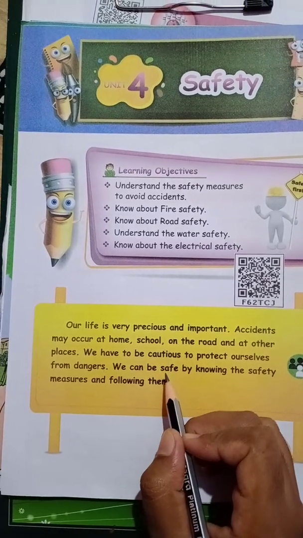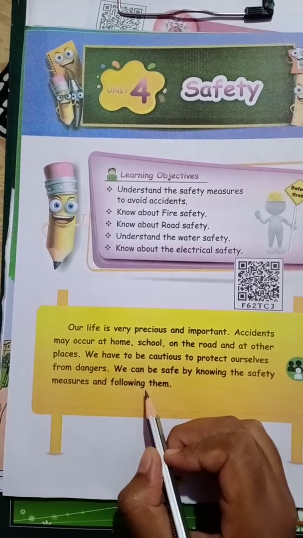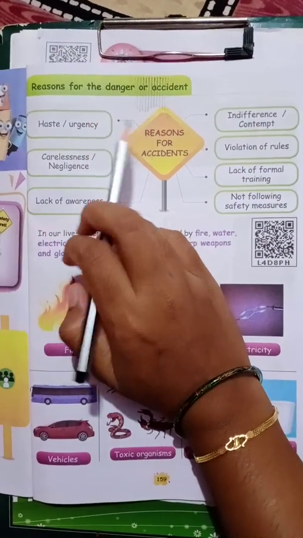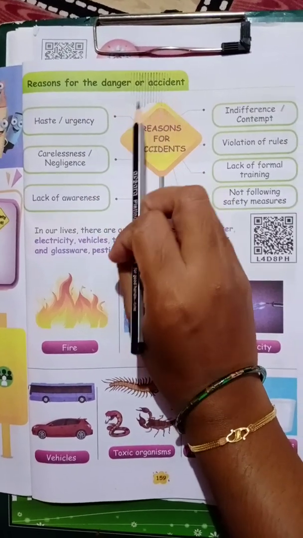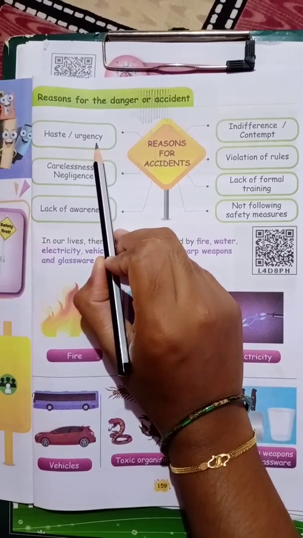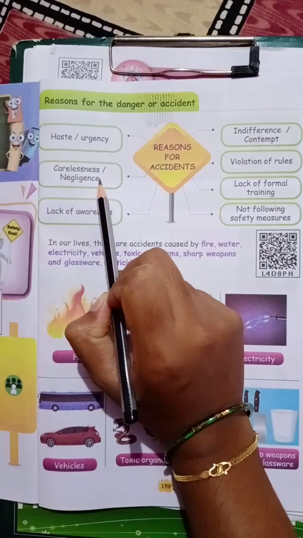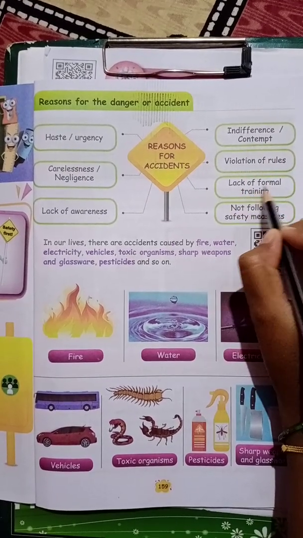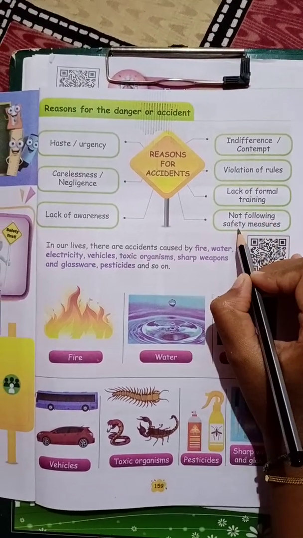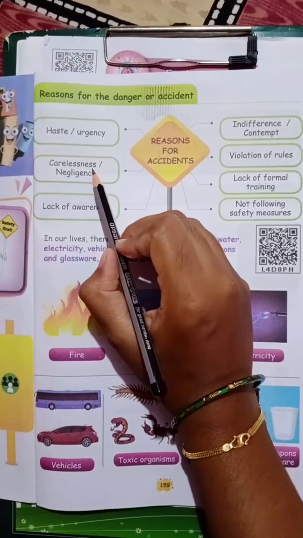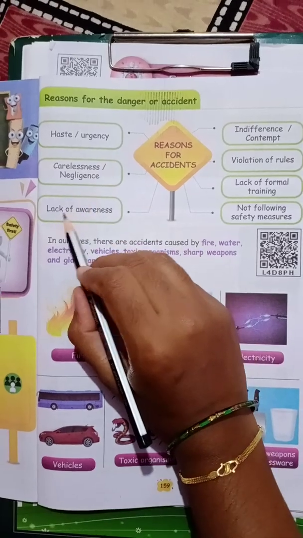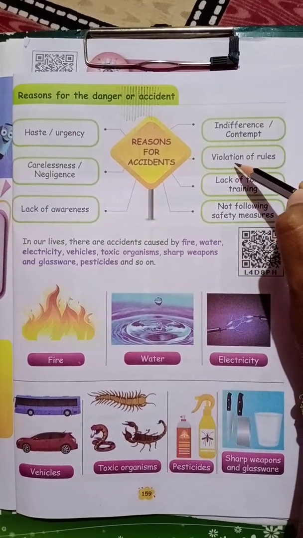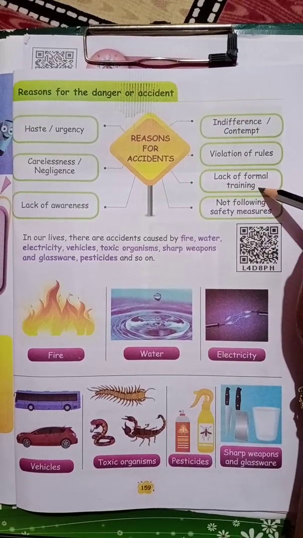To avoid accidents and protect ourselves from dangers, we should know the safety measures and also follow them. Here we are going to learn about the reasons for accidents. They have given some: haste, urgency, carelessness or negligence, lack of awareness, indifference or contempt, violation of rules, lack of formal training, and finally, not following safety measures. Carelessness means not paying attention, lack of awareness means lack of knowing the information, and violation of rules means not following the rules.